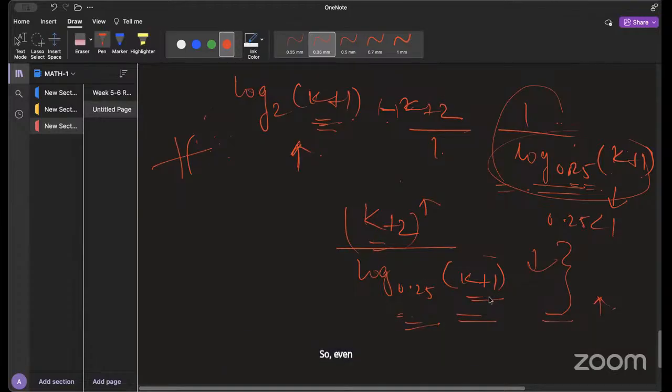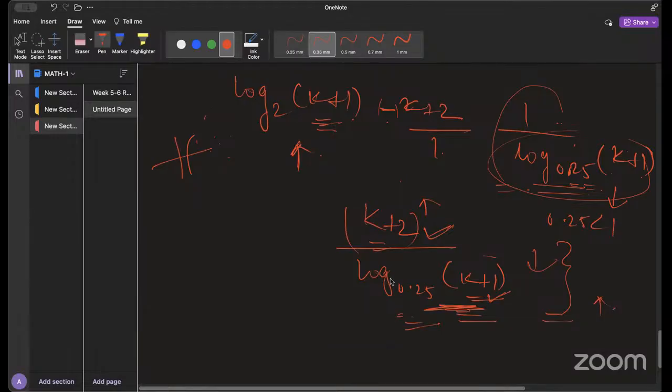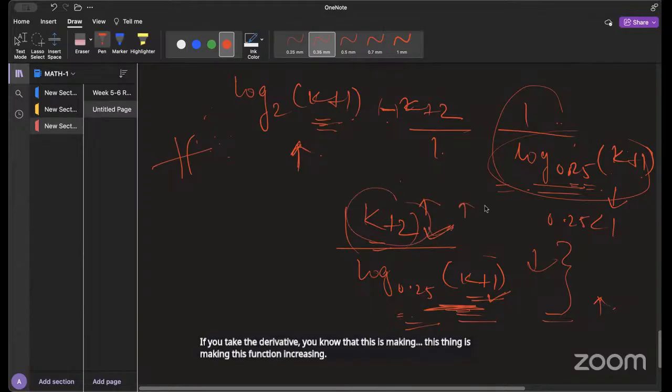So even though this factor looks like it's making it decreasing, this one is the dominant factor. If you take the derivative, you know that this thing is making this whole function increasing. So wait.